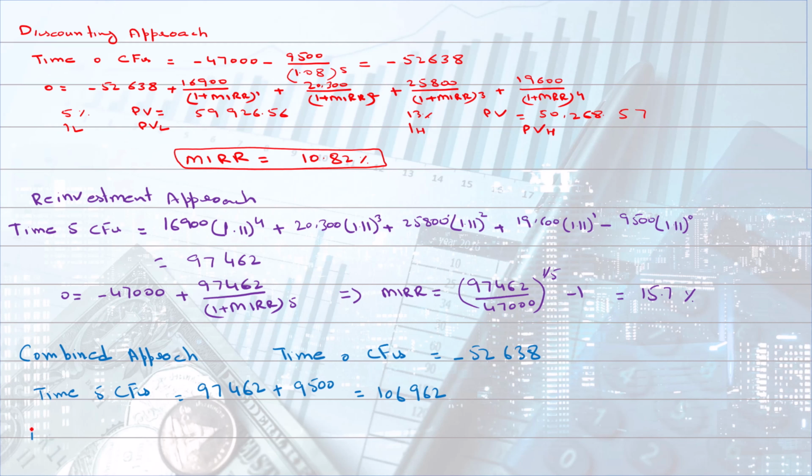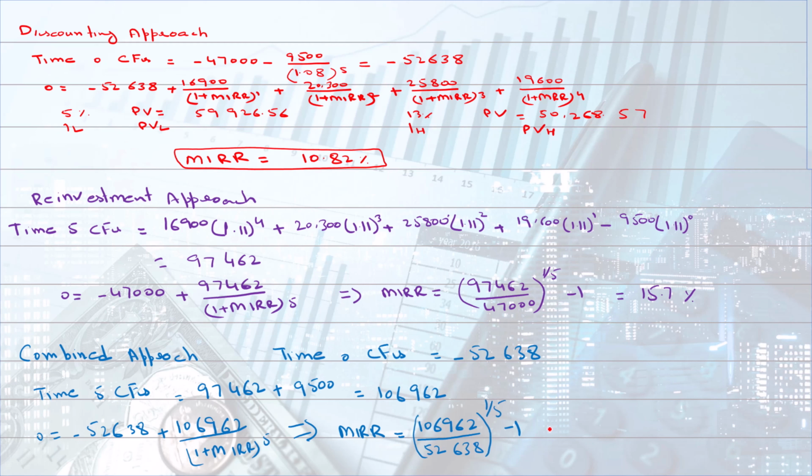So the MIRR equation is 0 equals minus 52,638 plus 106,962 divided by 1 plus MIRR raised to power 5. So MIRR is equal to 106,962 divided by 52,638 raised to power 1 by 5, minus 1, and the answer is 15.24%.